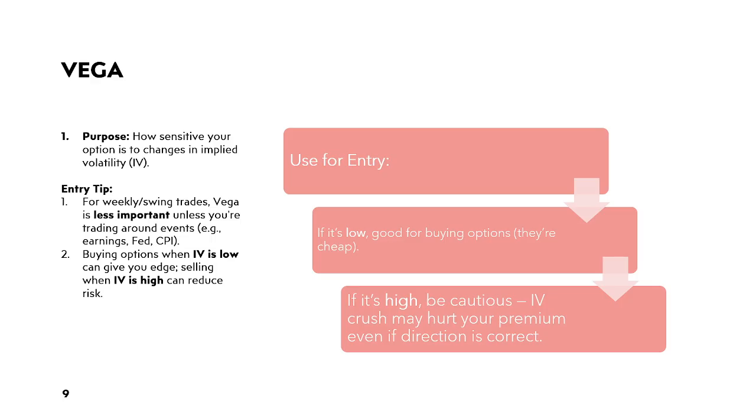I don't have an IV chart that I could show you around earnings, but implied volatility goes crazy right before earnings, and that's because the Vega is rising.